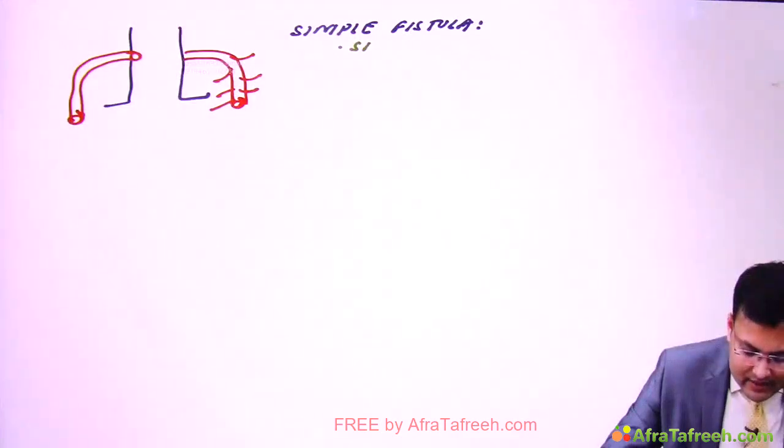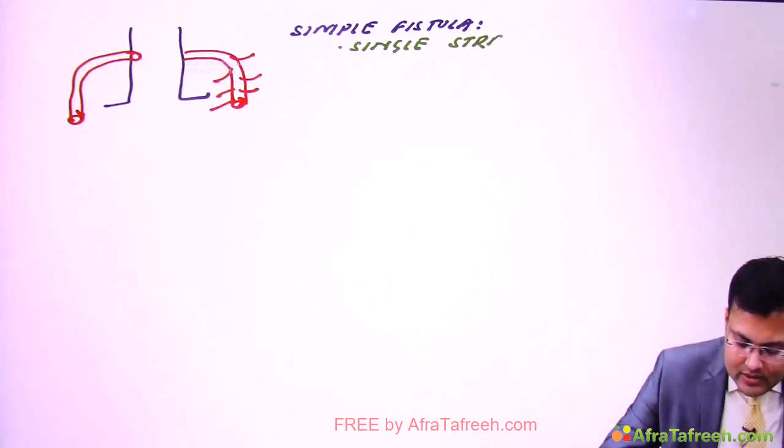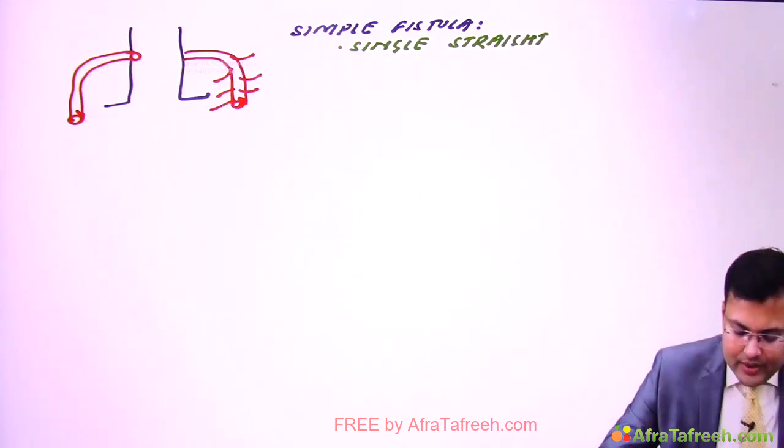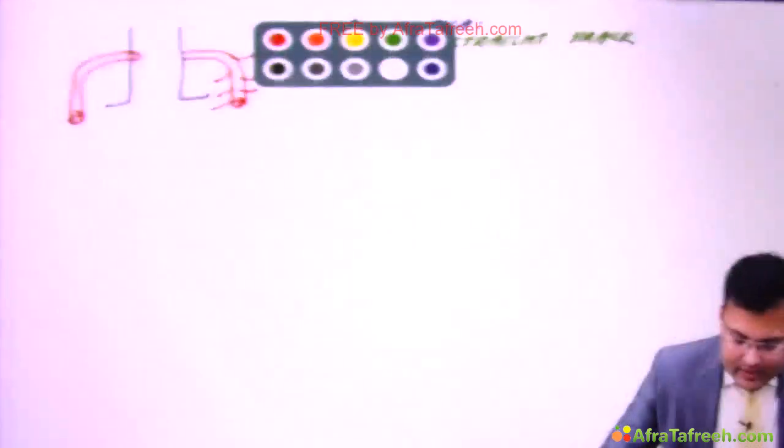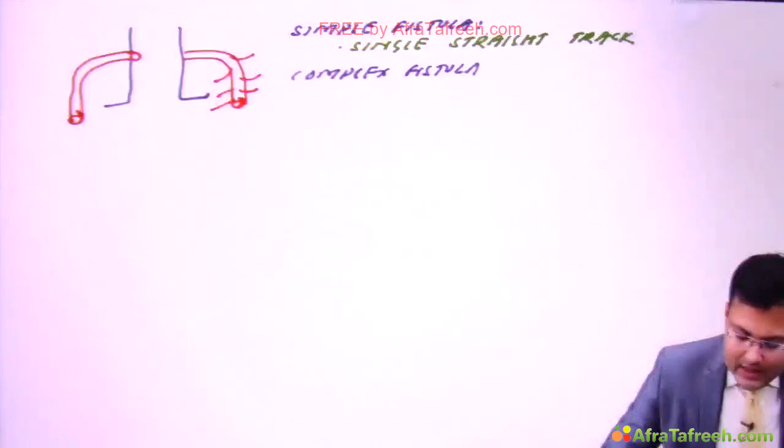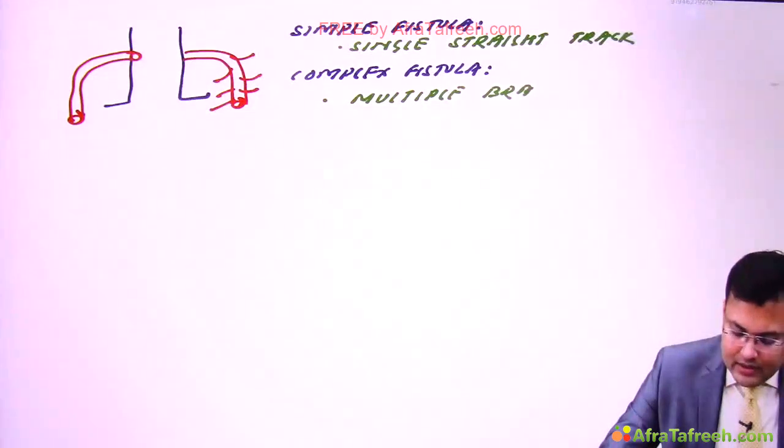So first, what is simple fistula? Simple fistula has a single straight track. Simple, single straight track. Okay, and then there is complex fistula, and the complex fistula has multiple branched tracks.